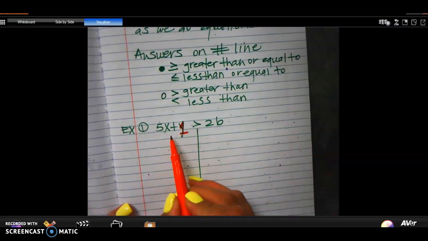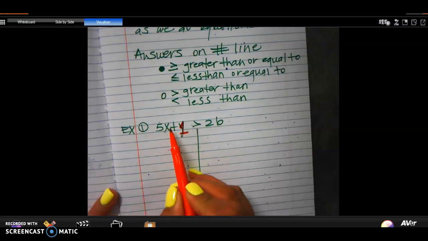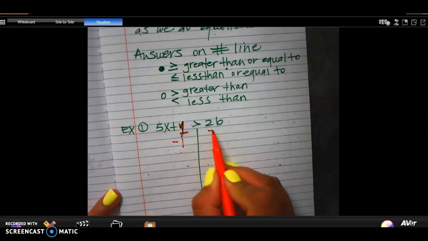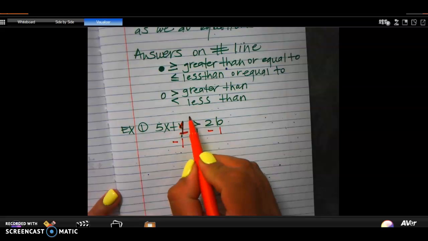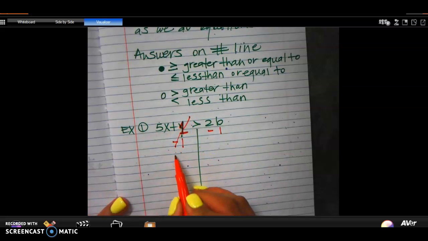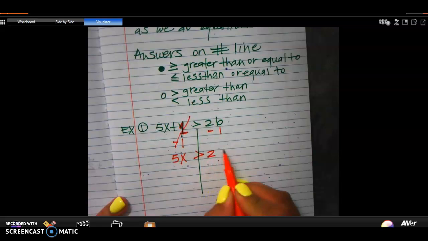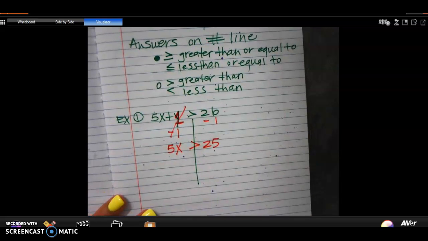I want to get rid of my loner first, so I'm going to do the opposite operation, and I'm going to say minus 1. If I do it on one side, I have to do it on the other side. These simplify. I'm left with 5x on the left. I keep the same symbol, same direction, everything. I subtract 26 minus 1 and I get 25.